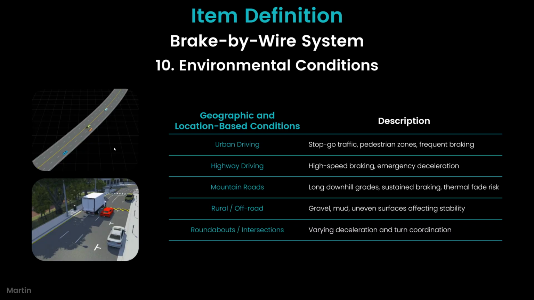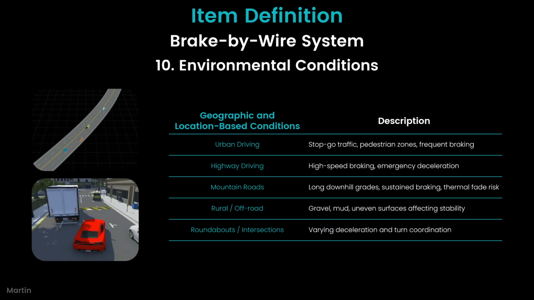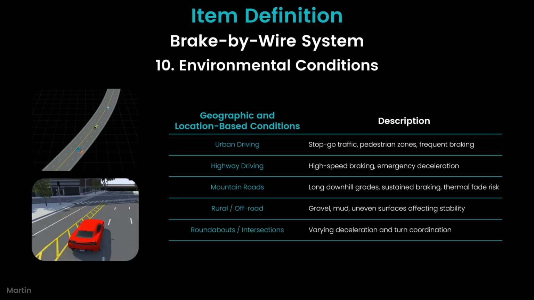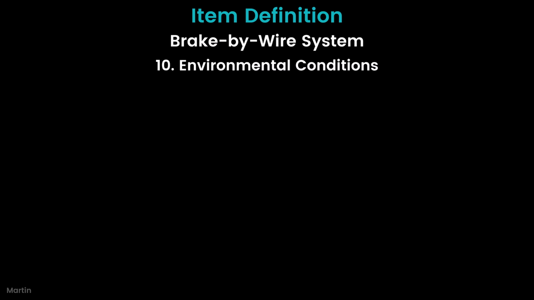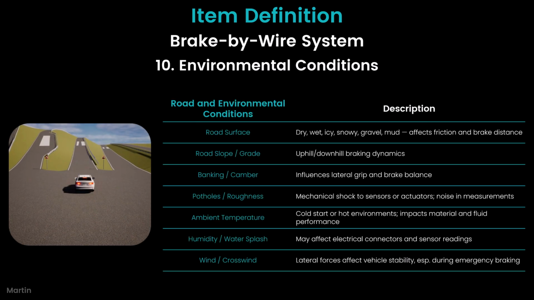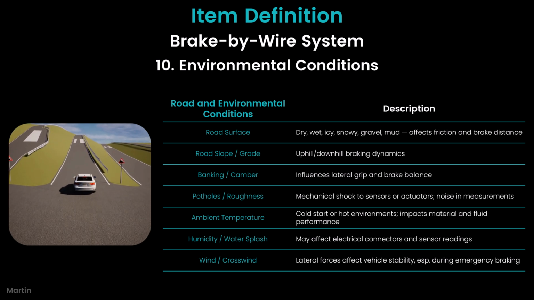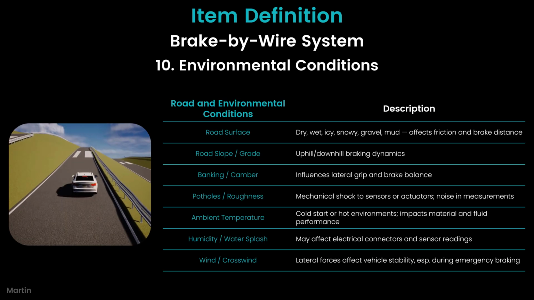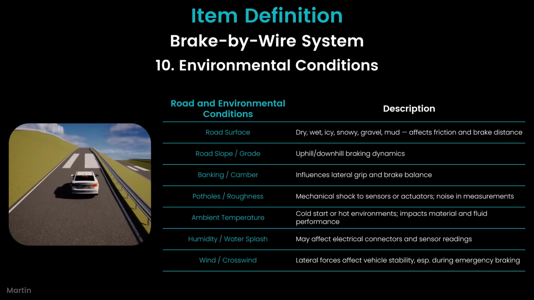Additionally, environmental conditions may also include geographic and location-based conditions, such as urban, highway, and mountainous environments. On top of that, external factors such as road surface type, slope, banking, wind, and other relevant surroundings that can affect vehicle performance and system behavior should be taken into account.